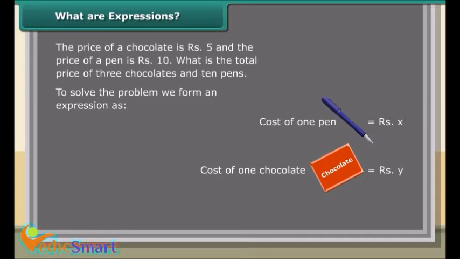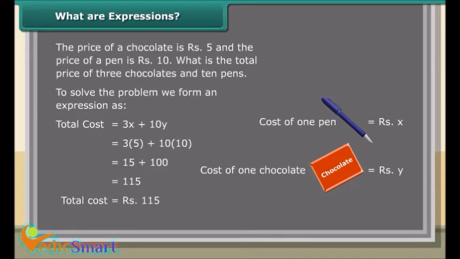Cost of 3 chocolates is equal to ₹3Y. Cost of 10 pens is equal to ₹10X. Total cost is equal to 3X plus 10Y, which is equal to 3 into 5 plus 10 into 10, which is equal to 15 plus 100, which equals 115. Total cost is equal to 115 rupees.